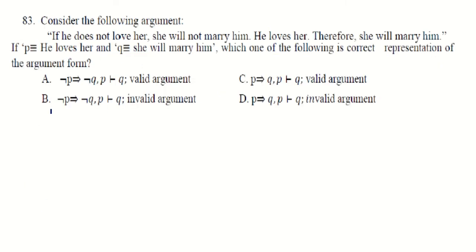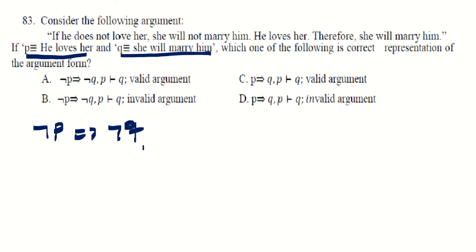The next one says: consider the following argument. If he doesn't love her, she will not marry him. He loves her, therefore she will marry him. There are two statements here: P, he loves her, and Q, she will marry him. Which one of the following is the correct representation? If he doesn't love her, that means negation P implies she will not marry him, negation Q. This is one of the premises.